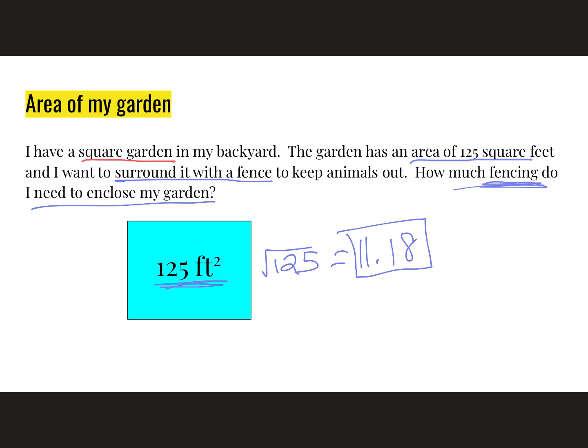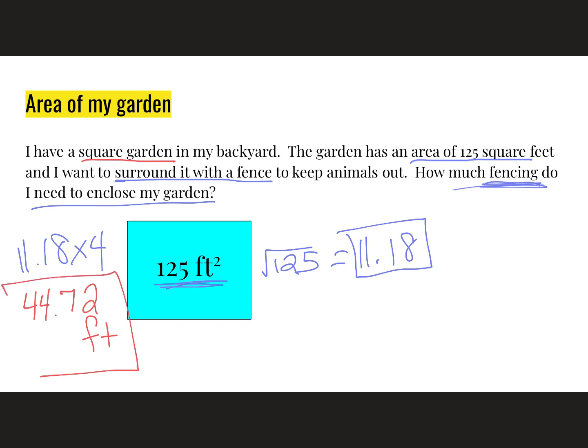Well, I need to fence all 4 sides, so I could do 11.18 times 4 to find the amount of fencing I need. And I'm just going to put that into my calculator. Easy enough, 11.18 times 4 gives me 44.72 feet. And that's my answer. I found the square root of my area, and then I multiplied it times 4 for the 4 sides.